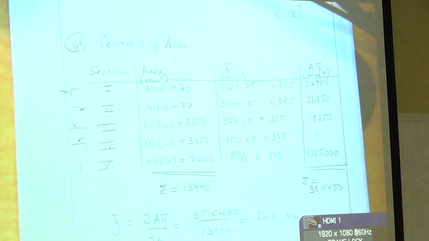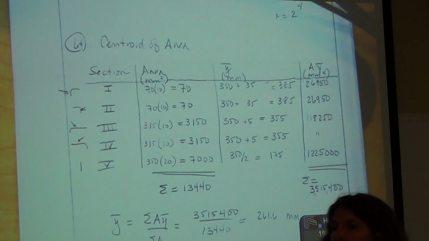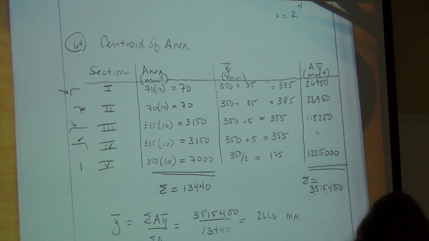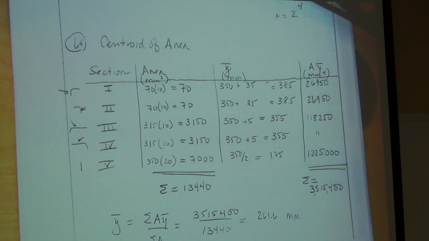Mark, then Andrew. I got a question about the distances, in the third column. I just don't understand how you're getting them. Okay, we're treating all these as rectangles, right? So section 1 is 70 millimeters times 10, because it's 70 high and 10 wide.